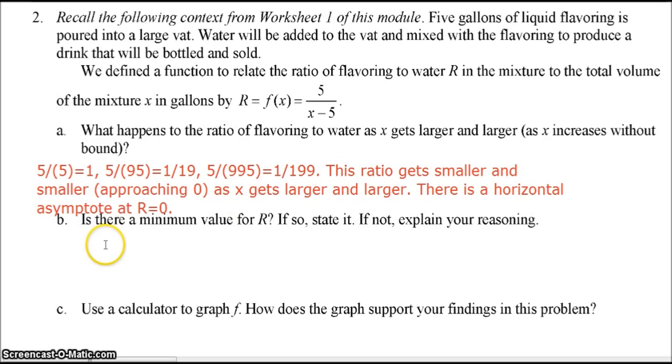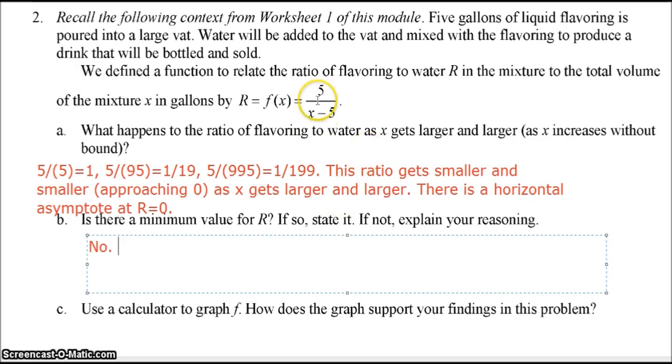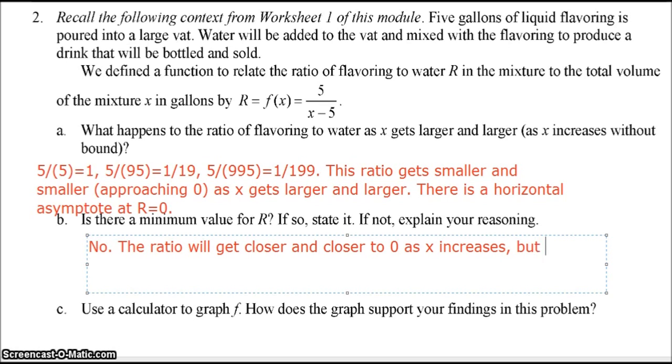Is there a minimum value for r? If so, state it. If not, explain your reasoning. Not quite, because this ratio, although it'll get smaller and smaller, it'll never be quite 0. We're always going to have a 5 in the numerator. We'll have 5 divided by some really big number. We're going to get closer and closer to 0, but we'll never quite reach 0. So it'll just keep getting smaller. We can't get a minimum because we could always find a number smaller than the one that we picked. And it'll never quite be 0.